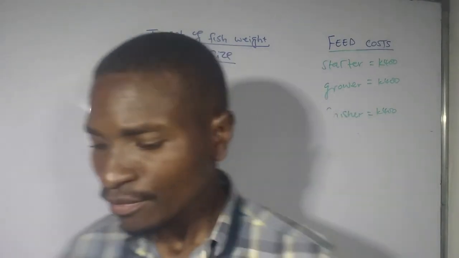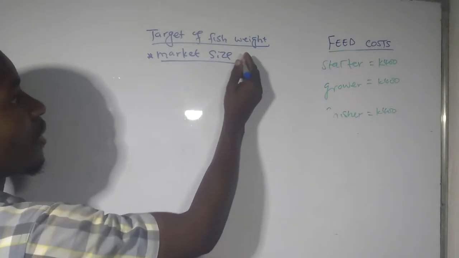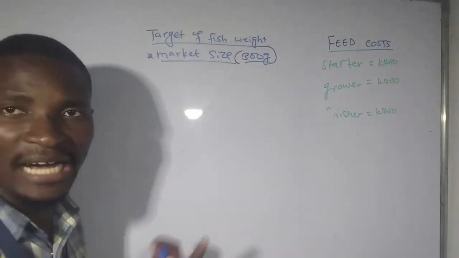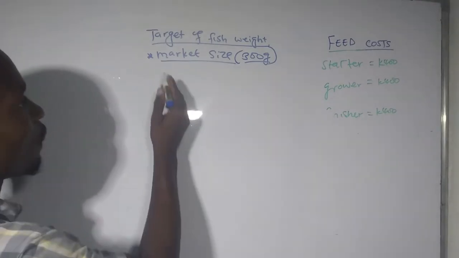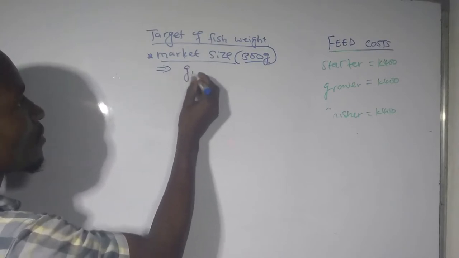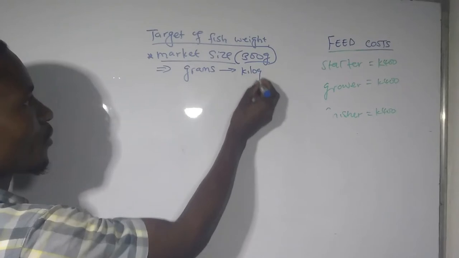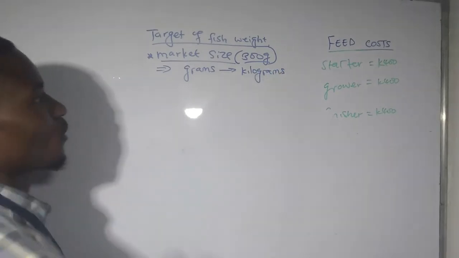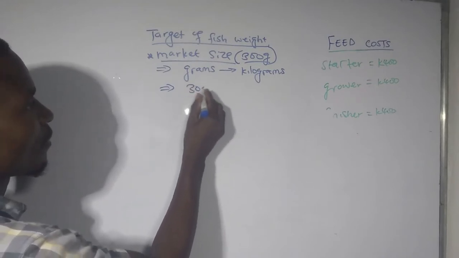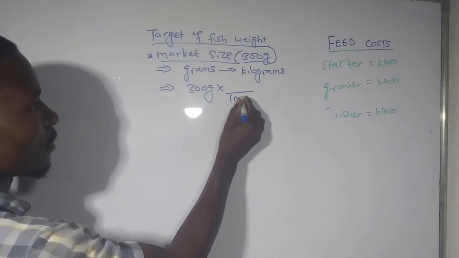Okay, now for the sake of this example, I would say our market size is 300 grams. Now from there I need to convert this, from grams to kilograms. So this is going to be 300 divided by 1,000.